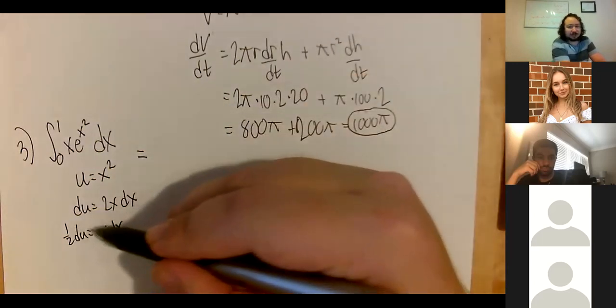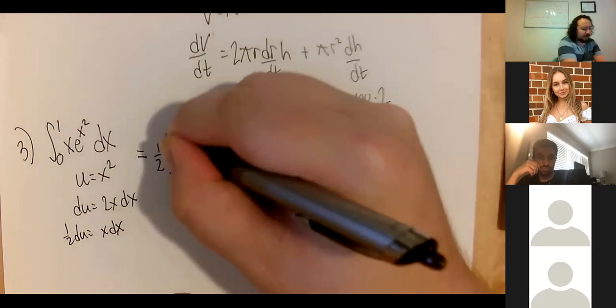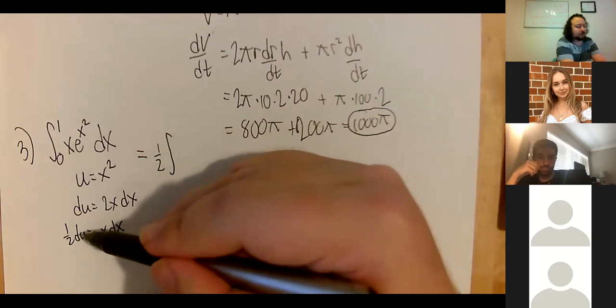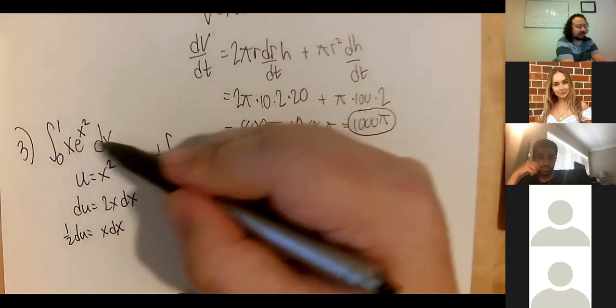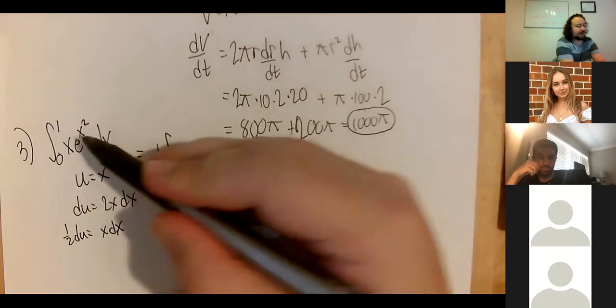Okay, so we're going to take this and put it into here. So we have 1/2 the integral. Now this x dx, I sort of exchanged that for this 1/2 du. So we don't have the x dx anymore. You have a du. And then this is e to the u.